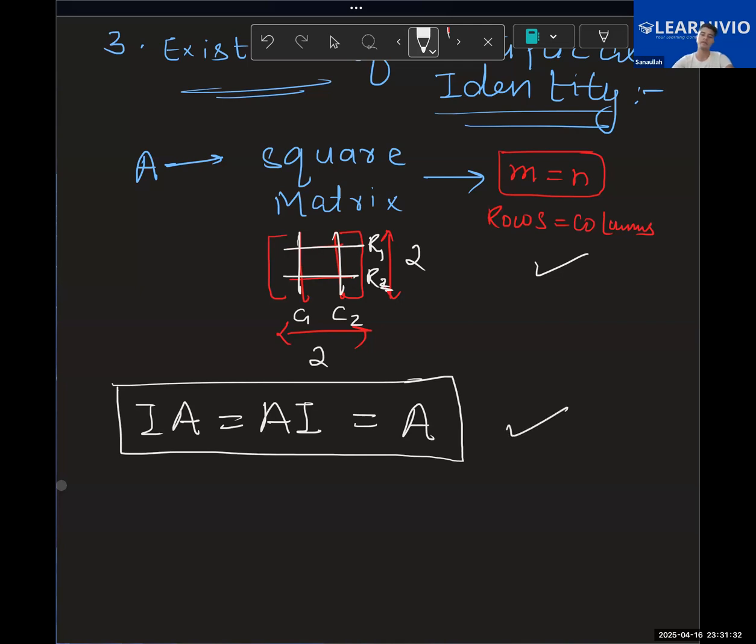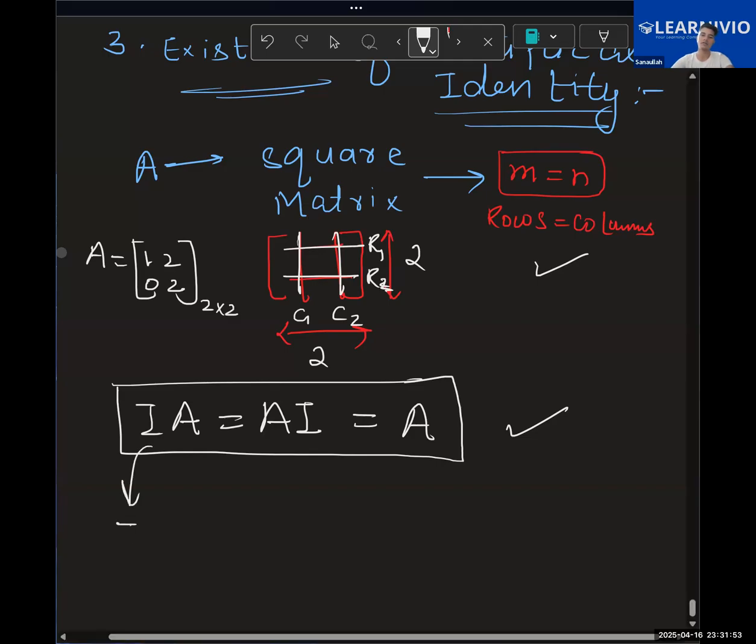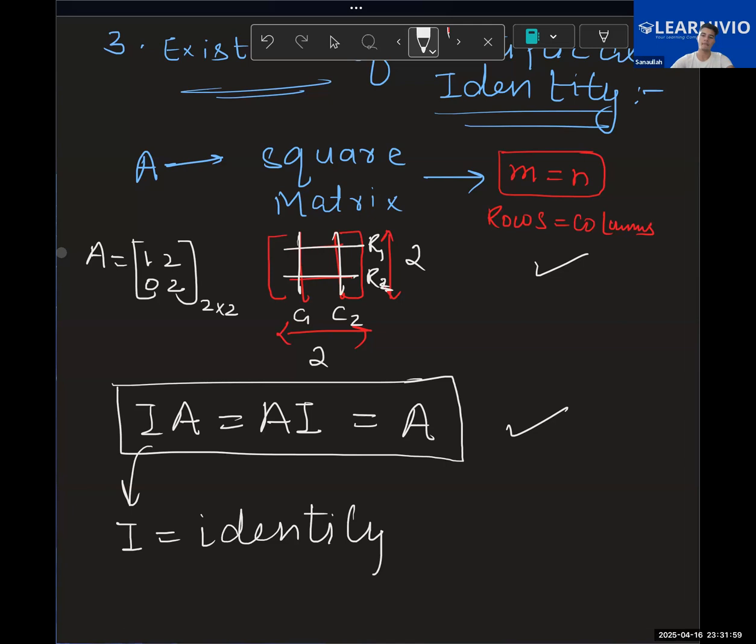And what do you mean by that A? Let's say A is some matrix: 1, 2, 0, 2. Okay, so this is, let's say, a 2 cross 2 matrix, right? So here what will I be? I should be of the same order. So I is an identity matrix.